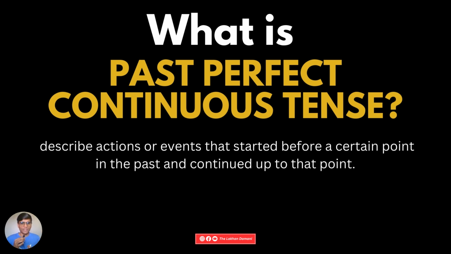So past perfect continuous tense describes an action or event that started in the past, before a certain point in the past, and continued up to that specific point. Let me tell you in simple words: it is something that was happening, or that had been happening, until another action occurred, interrupted, or happened.